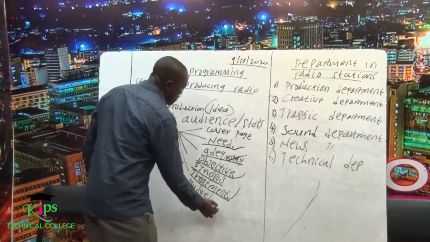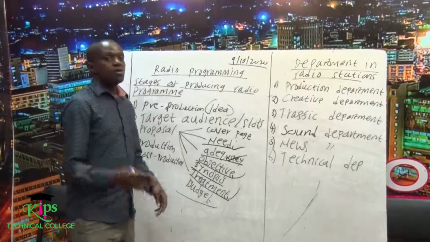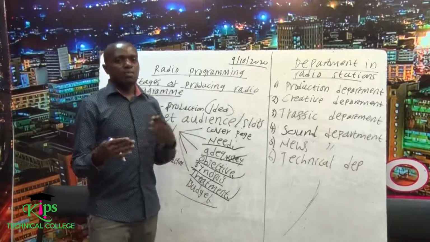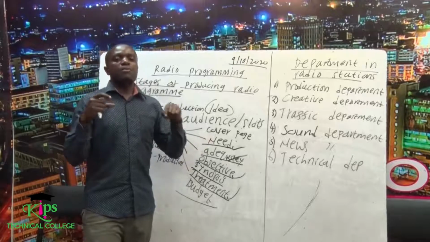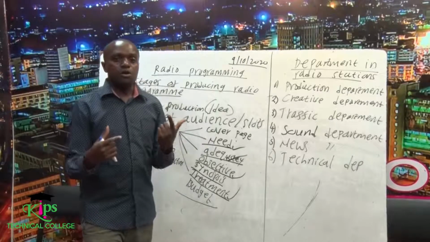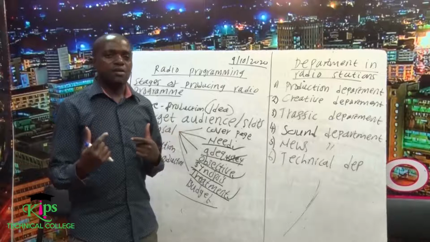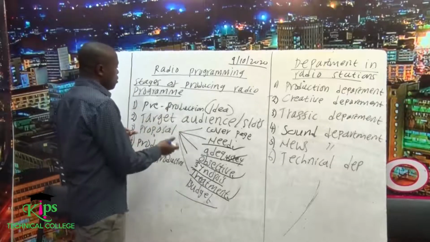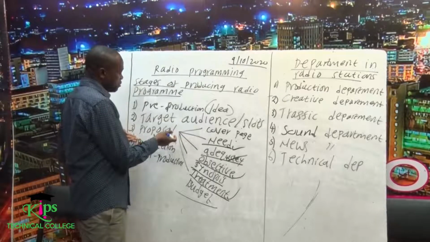You also need to come up with an approximate budget, because all these programs need equipment, they need finance, they need time, they need people to travel. So you need to come up with an estimated budget that you are probably going to use to actualize or realize the objective of your program. Then all this is under the pre-production stage.